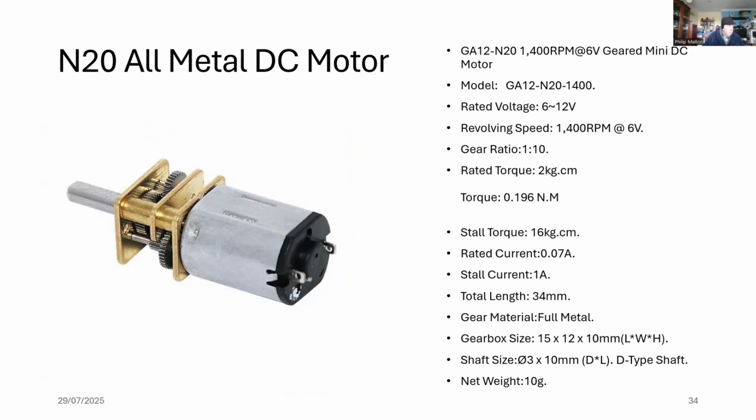Another popular motor is the all-metal DC motor, the N20. This is surprisingly quite small and used on quite a number of robot projects, including the DF robot micro bit robots. So you can see the torque on that. We're beginning to increase in value with 0.196 Newton meters for that one.